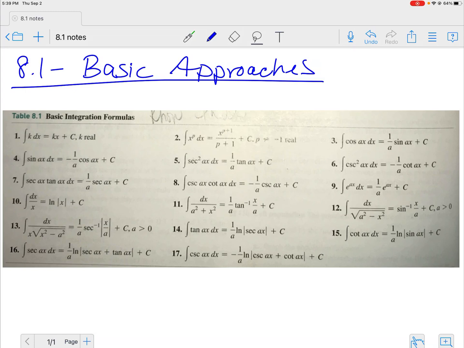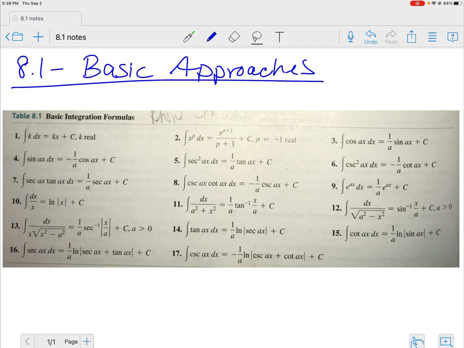Oh, I'm so excited. We get to start talking about integration. This should be your best day ever. Okay, so this first section is called Basic Approaches, which is super vague, but it's going to cover a lot of different types of topics.